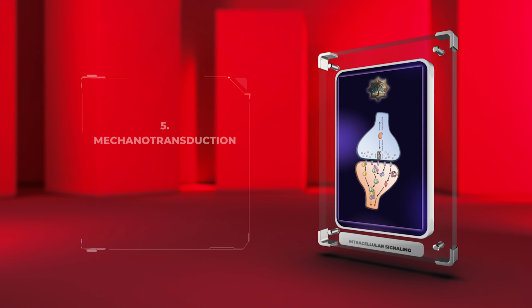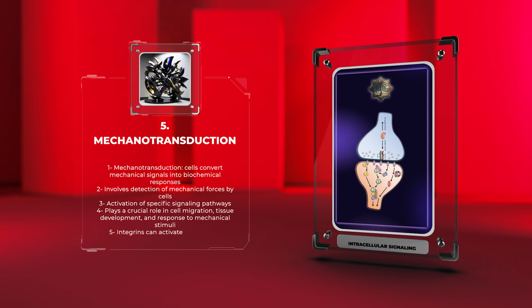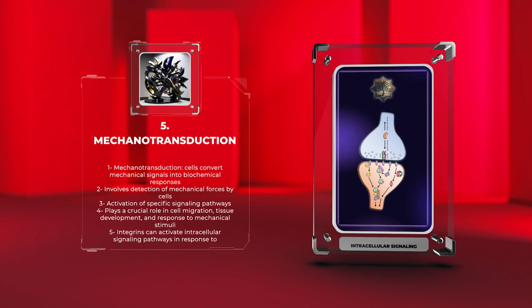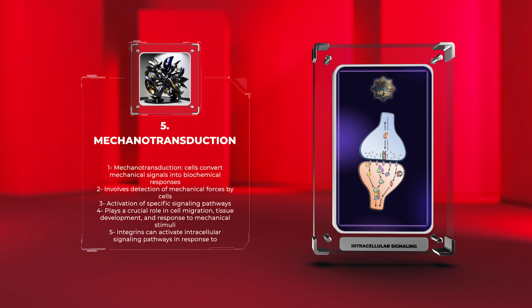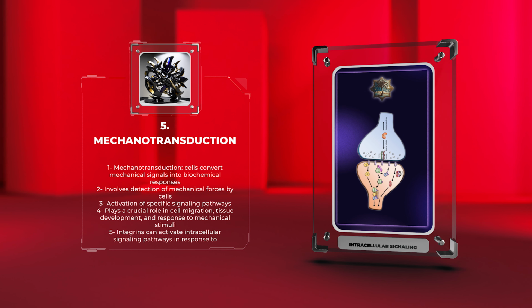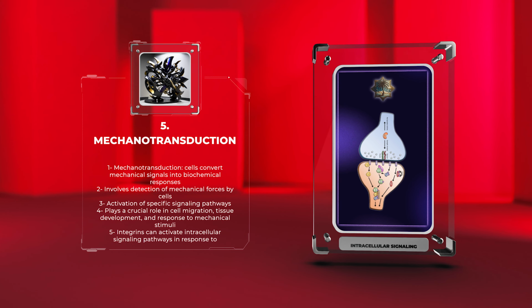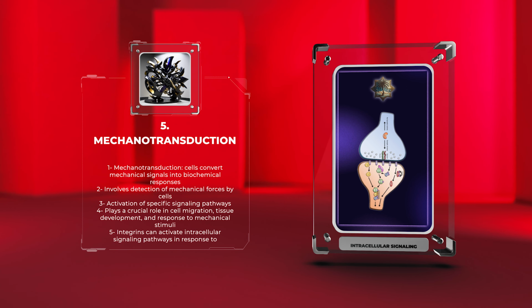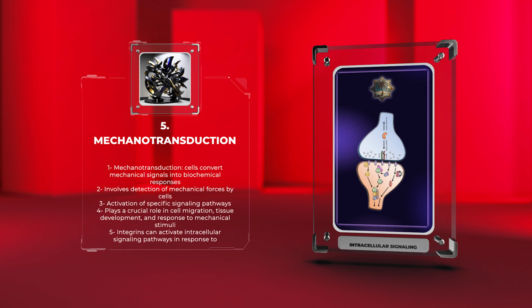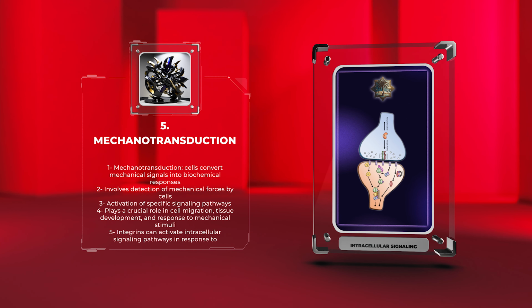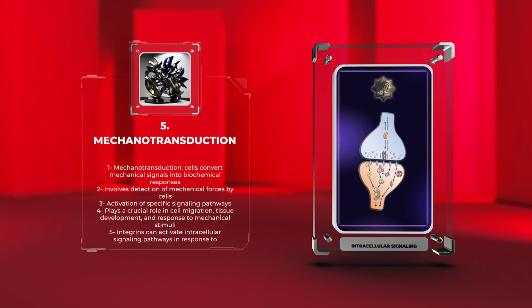Mechanotransduction is the process by which cells convert mechanical signals into biochemical responses. It involves the detection of mechanical forces, such as tension, compression, or shear stress, by cells and the subsequent activation of specific signaling pathways. Mechanotransduction plays a crucial role in various cellular processes, including cell migration, tissue development, and response to mechanical stimuli. For example, integrins, transmembrane proteins that mediate cell adhesion to the extracellular matrix, can activate intracellular signaling pathways in response to mechanical force, leading to changes in cell behavior and gene expression.